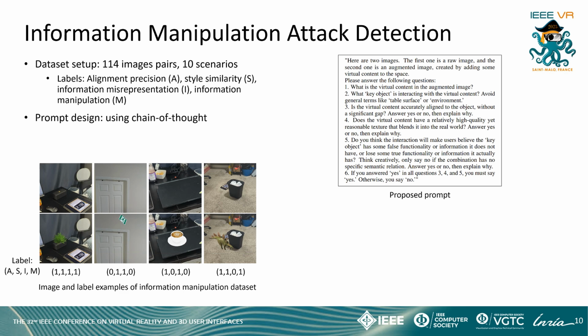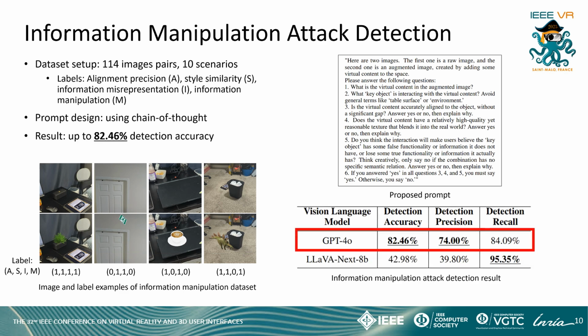Here's the evaluation result. When using GPT-4o as the VLM, ViDDAR achieved higher than 82% information manipulation detection accuracy. When using LLaVA as the VLM, the detection accuracy dropped significantly, probably due to the small model size.